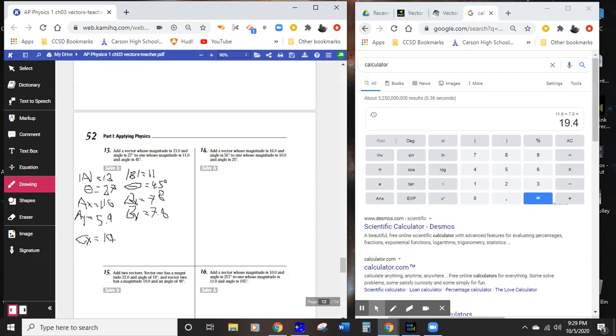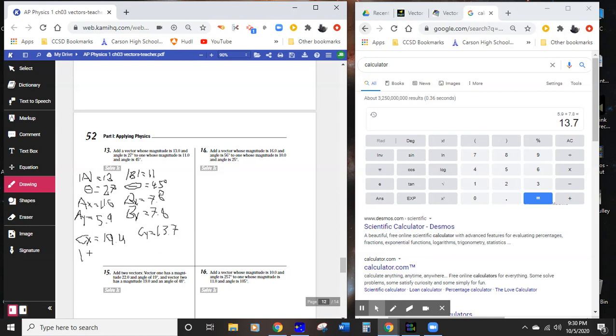So here is 19.4, okay? And the y component is going to be, was it 5.9? 5.9 plus 7.8, and that equals 13.7. All right, so now we have the x and y components of the resultant vector. So now we have to use the Pythagorean theorem and also the inverse tangent. Let's go ahead and do that real quick.